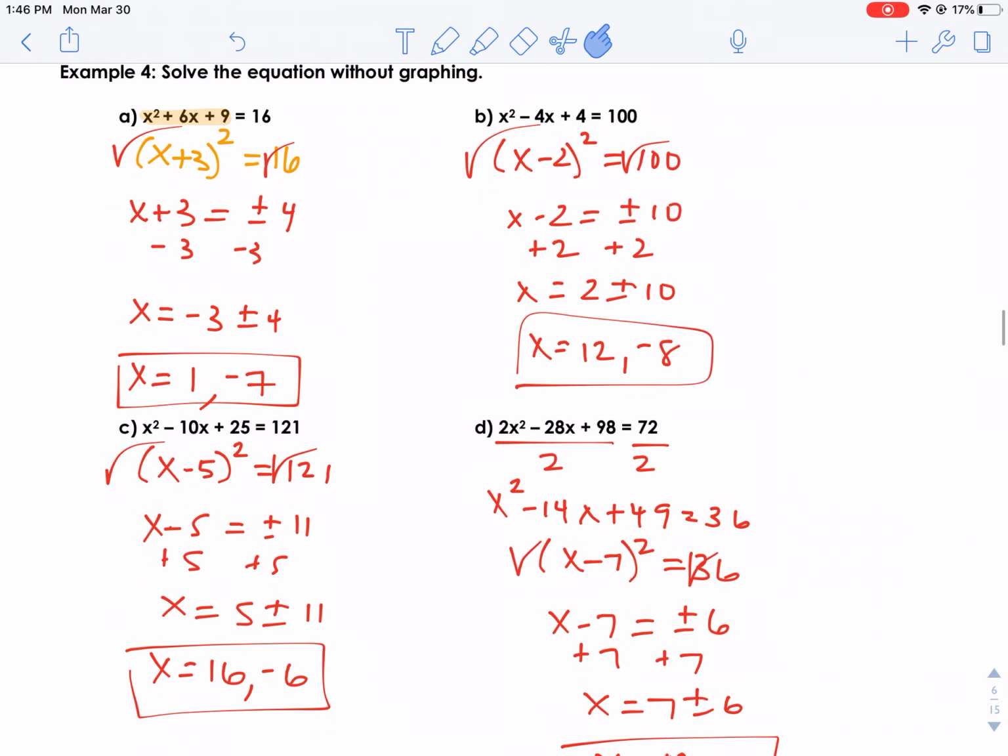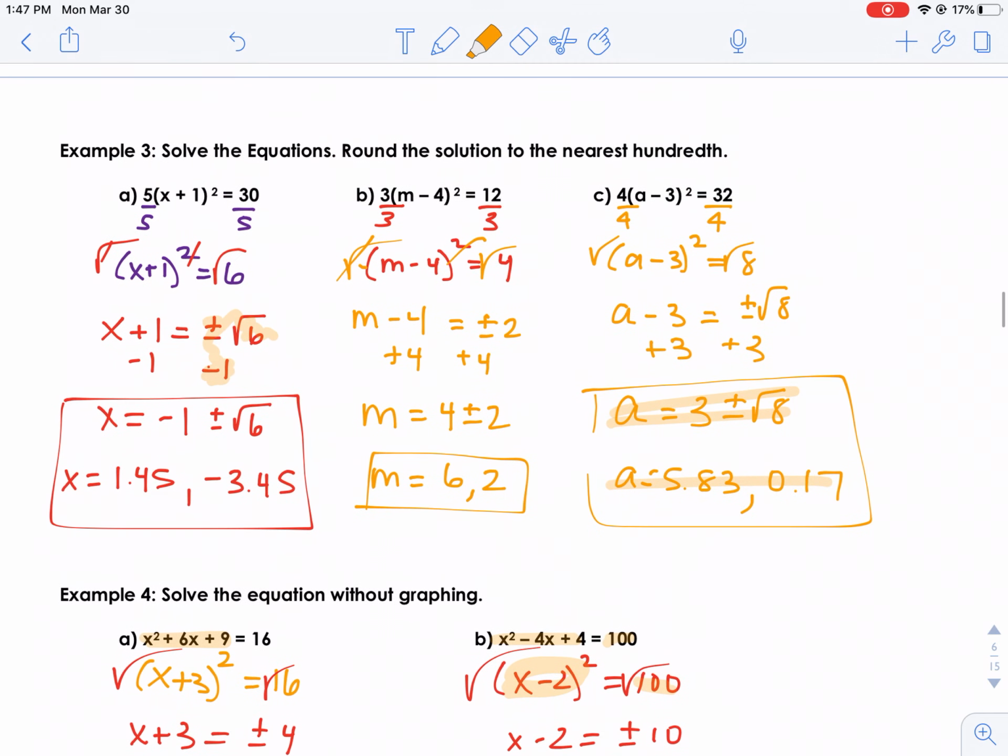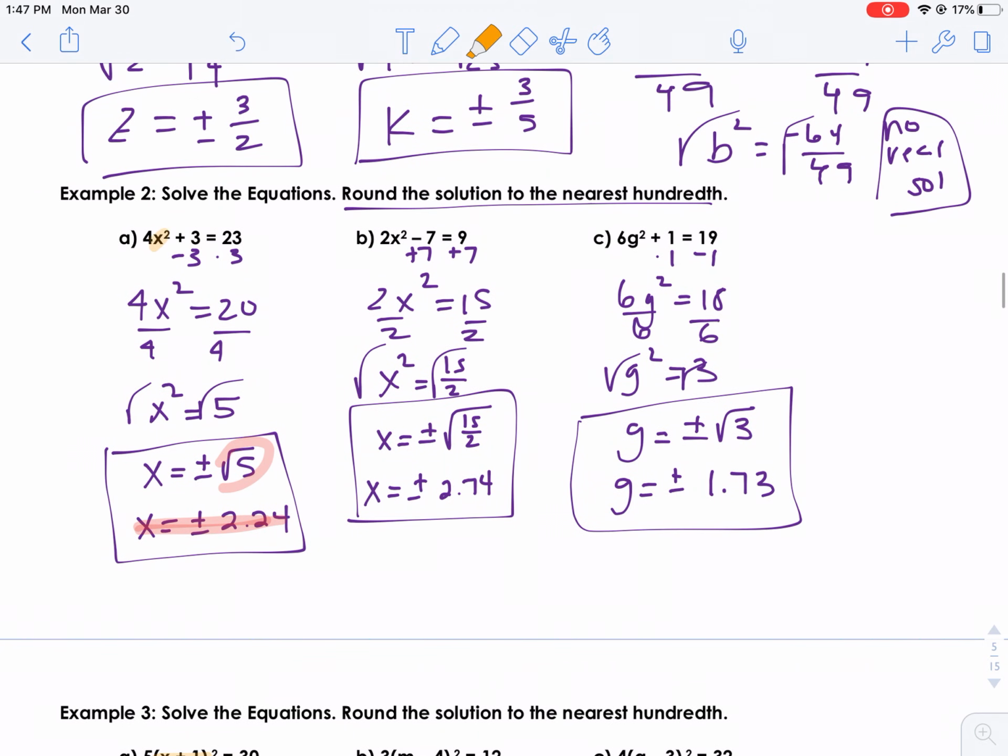Okay, so for example 4, these are really specific problems where this left-hand side factors perfectly into a quantity squared, and the right-hand side's a perfect square. So that won't always be the case, but this is just another set of examples showing you how this could work. But most of the ones you'll see, you'll already have that quantity squared, or you'll have a single value squared.